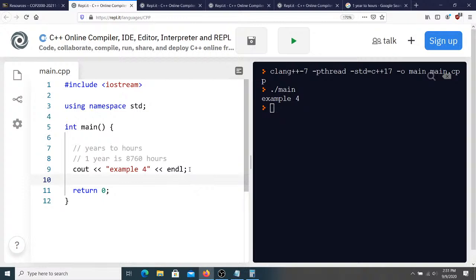Okay, so first thing, we need to decide what data we need to store inside of variables. So what are the variables that we'll need to create, and what data type are they? Years and hours and both those. Perfect. So I'm going to be storing the number of years, because they're going to give me years.